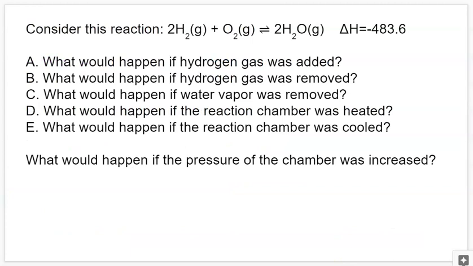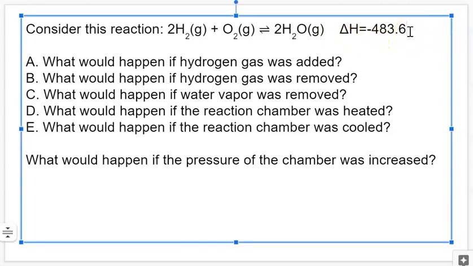All right, now let's consider a gaseous equilibrium, and let's consider the same mechanisms for Le Chatelier's principle that we discussed in the last example. So say we have hydrogen gas and oxygen gas, and they are in equilibrium with water vapor gas. And we know that the delta H, the enthalpy of the reaction, is negative 483.6. This should be in kilojoules per mole. Whoops.